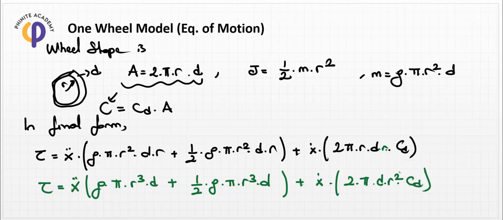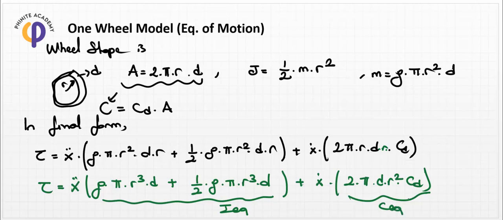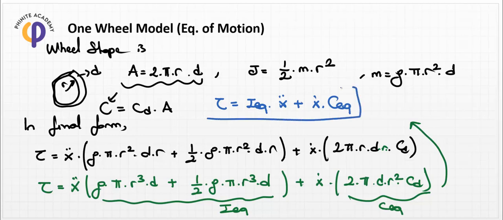Okay, and so we can summarize the system parameters like this one, I AC and C AC in here. In the final form, we can write the whole equation in the simple form like this one. Torque must be equal to the what? I AC times x dot dot plus x dot times C AC. Okay, this is our general form of this wheel model.